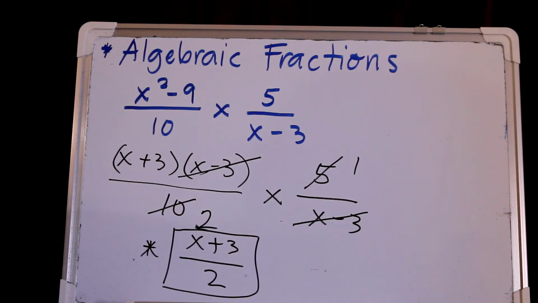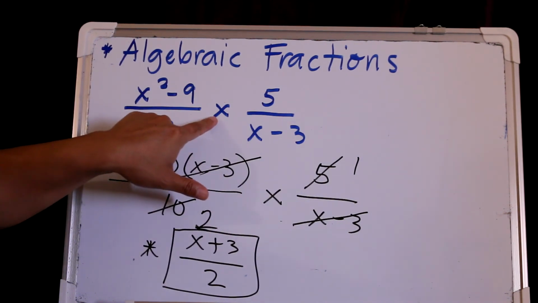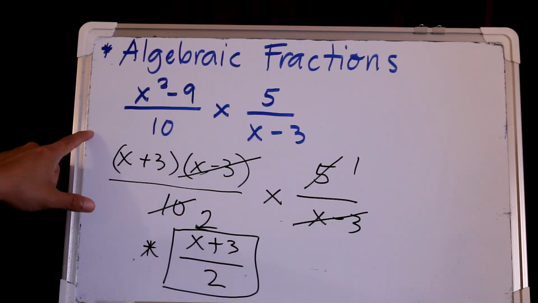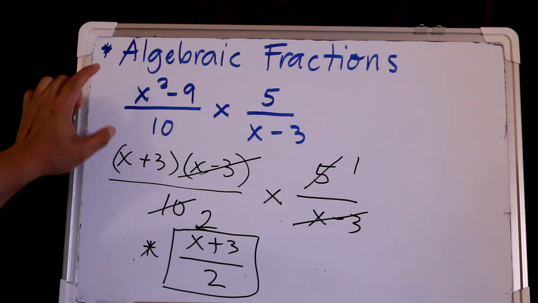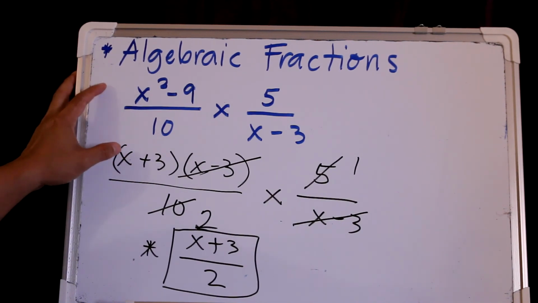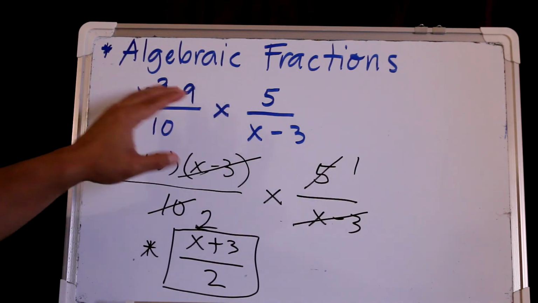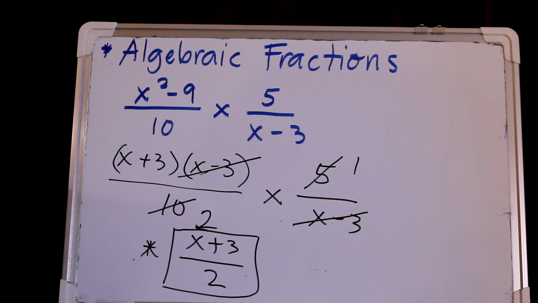This is the simplest form of this algebraic fraction. So when you are asked to simplify this type and you have a multiplication here, what you are going to do is see if there are things to be factored out so that you can cancel the denominator and numerator, and then you simplify. Alright, let's have another example for this.